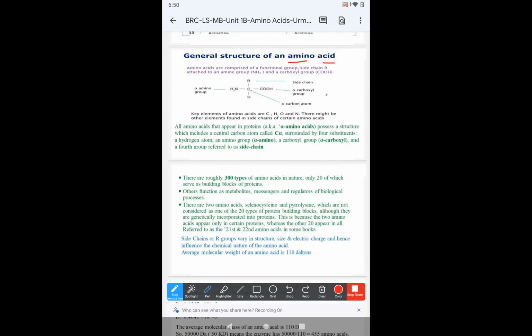Understood? Yes, ma'am. Amino group and carboxylic acid group. These two are important molecules present in the amino acid compound, so that's why the name amino acid. See here, one carbon is there. The central carbon binds with the amino group NH2 and also binds with the COOH.